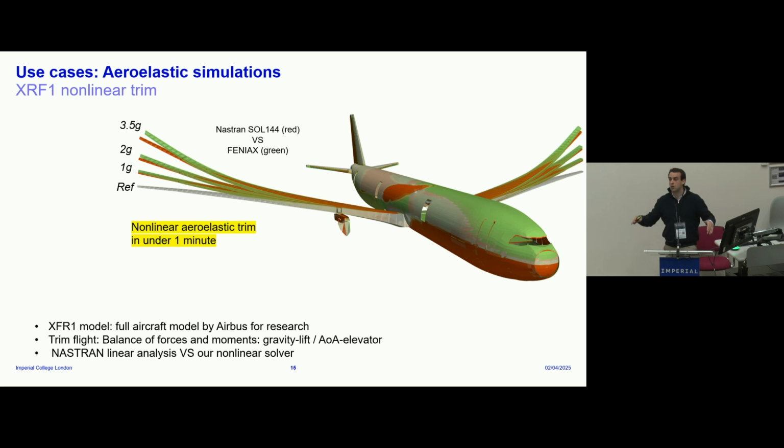For small deformations, there is a very good match. And as you start increasing the G's, basically, you see all those effects that I mentioned before, the wing shortening, the follower forces, and this nonlinear aeroelastic trim runs under a minute.